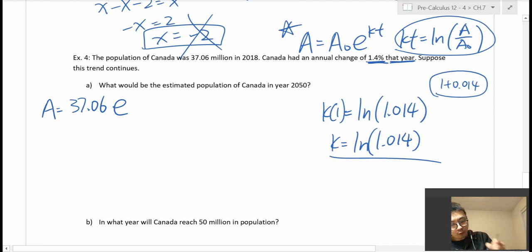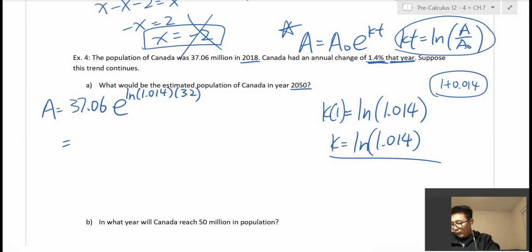So then we can put this in here, e to the power of ln of 1.014 times the value of t. So 2050, that's 32 years later. So I'm going to put 32 there. Again, from 2018 to 2050, that's 32 years. So now I can just put these values into the calculator.